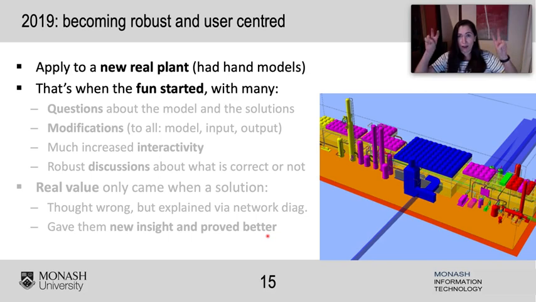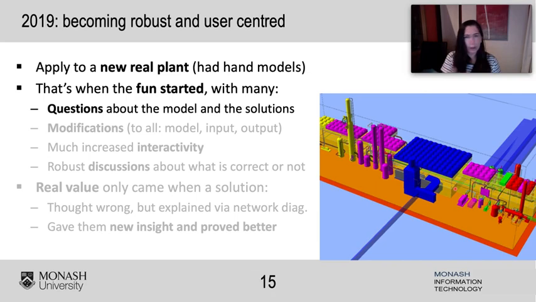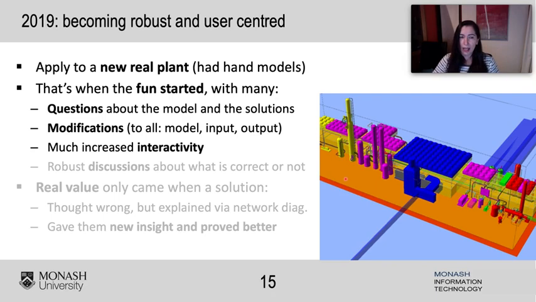As soon as they started looking at solutions like this, you can see that the visualizations were improving. We started getting lots of questions, not only about the solutions, but about the models. What constraints exactly? How do you handle this? How do you handle that? And they wanted lots of modifications to the model, to the input, to the output. No, we told you this, but now we want that. How about you try this? Now we want these things touching the outside. And they wanted a lot of interactivity.